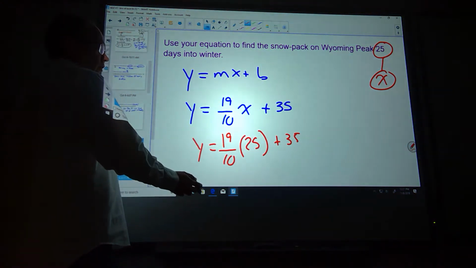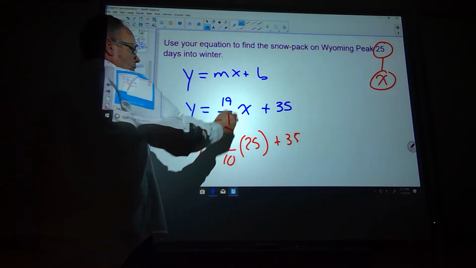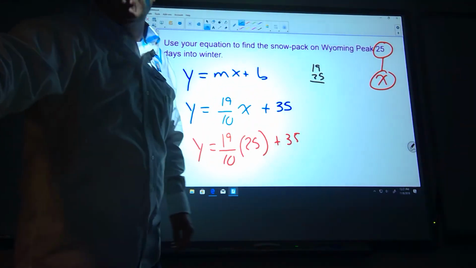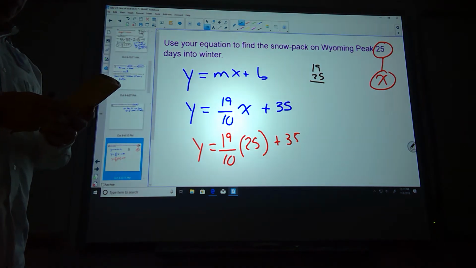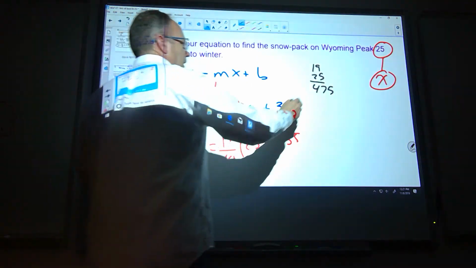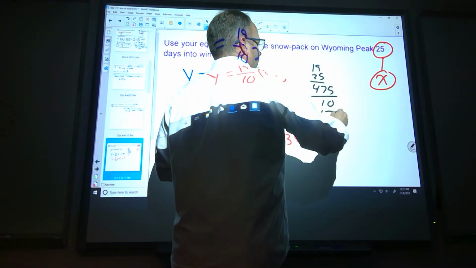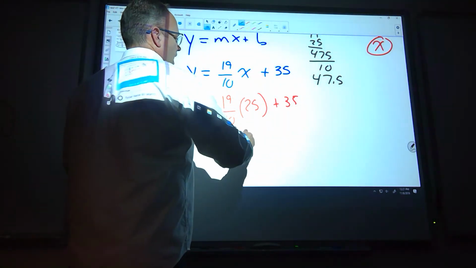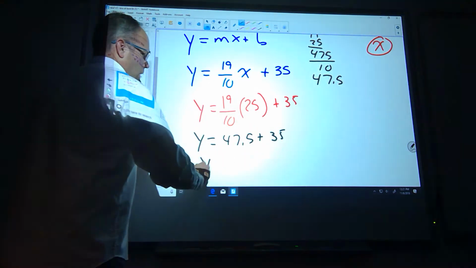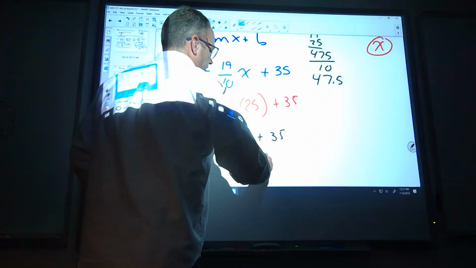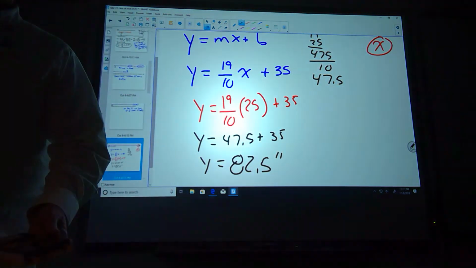There's a number of ways we could go about this problem. I could probably say, well, what's 19 times 25? And I'll just use a calculator because we're not really testing to see if you can multiply here. So that's 475. And then 475 divided by 10 is 47.5, agreed? Is that okay? So y equals 47.5 plus 35. So y equals 82.5. What does 82.5 mean in the context?